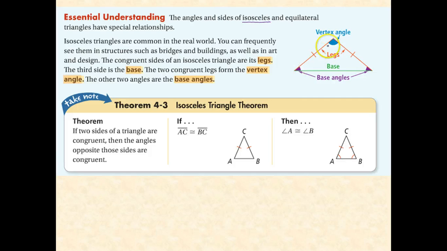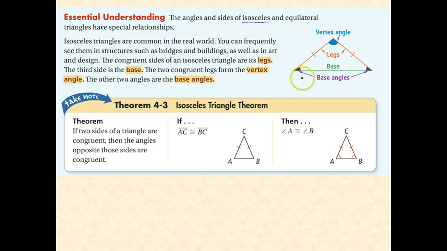An isosceles triangle has at least two congruent sides. And the two congruent sides meet at the vertex angle. The two congruent sides, we call those the legs. It comes from the name, right? Same legs. And then the other one we call the base. So there's the vertex angle, which is between the two congruent sides, and then there's the base angles, which are made by the base of the triangle and the two congruent legs.